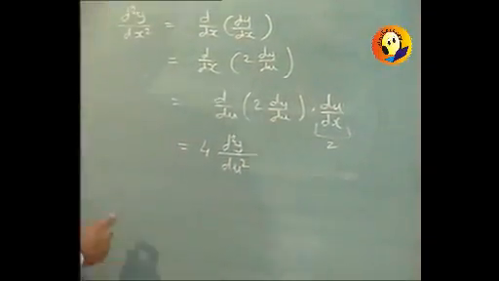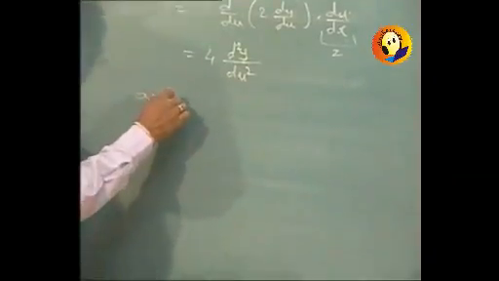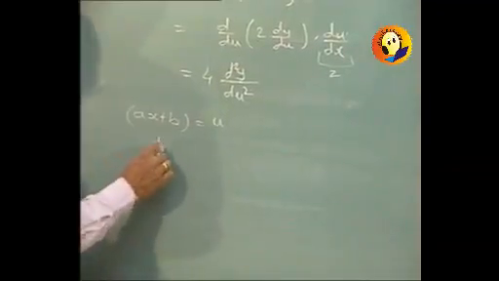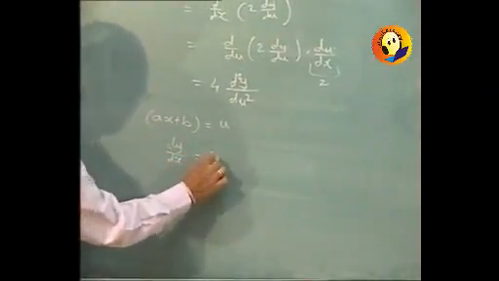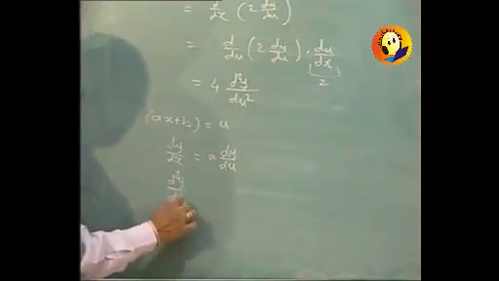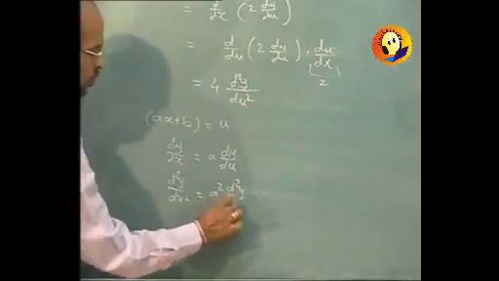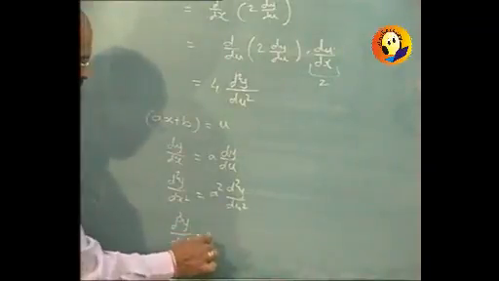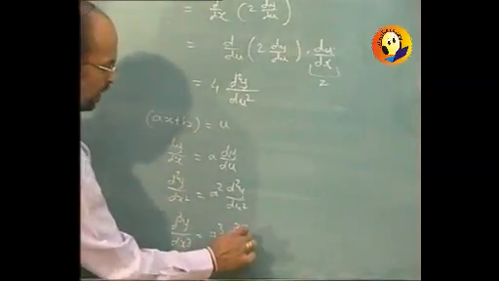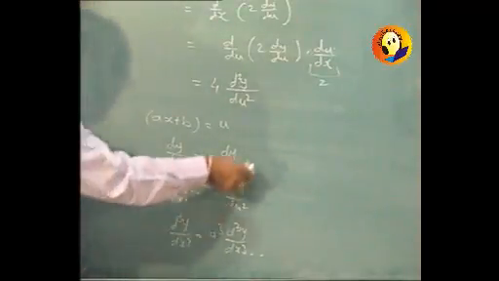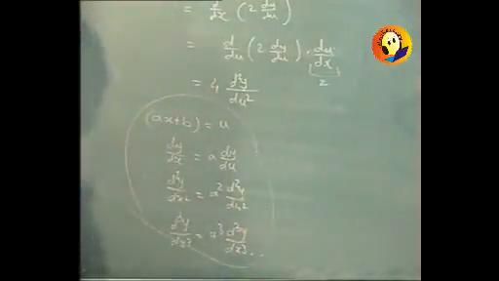In general we can say that if ax plus b equal to u is the homogeneous substitution, then dy by dx can be written as a dy by du, d2y by dx square can be written as a square d2y by du square, d cube y by dx cube can be written as a cube d cube y by du cube, and so on. So we have already shown the steps for this particular generalization. Again, it cannot be written directly in the exam.